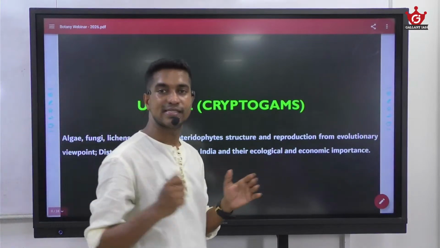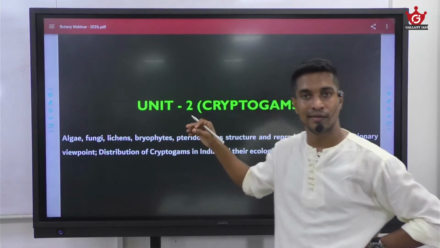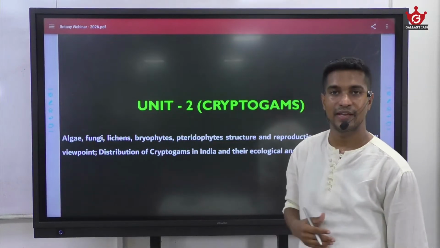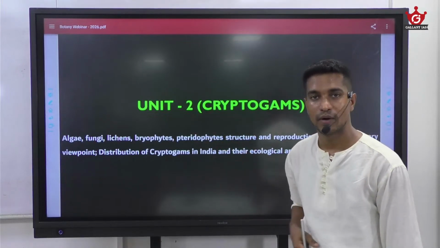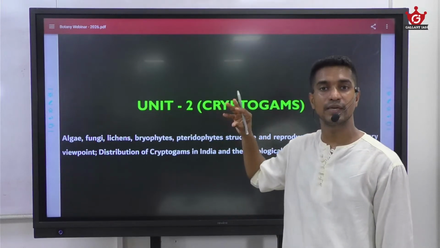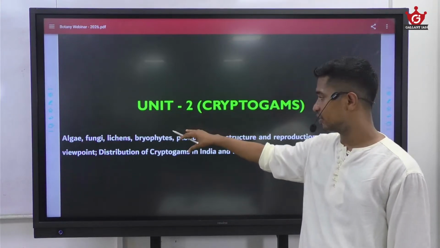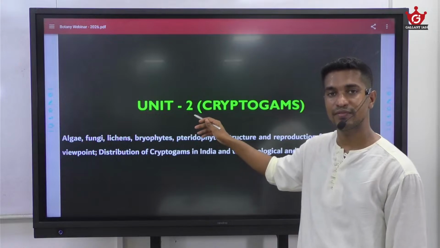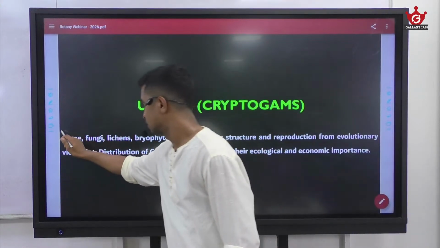Next is the second unit, that is cryptogams. Even though it is a very concise unit, most of the questions from paper 1 are asked from this particular unit. So this is one of the most important units of paper 1. Even if you look at the syllabus, you might think that this is a very concise unit.